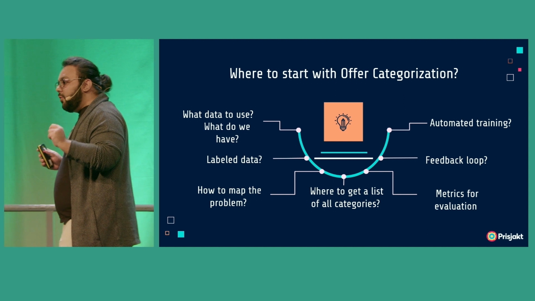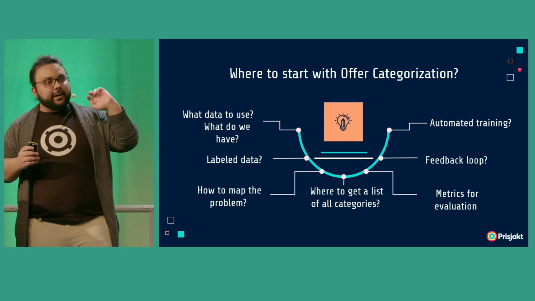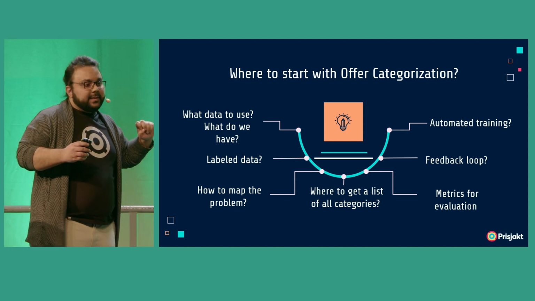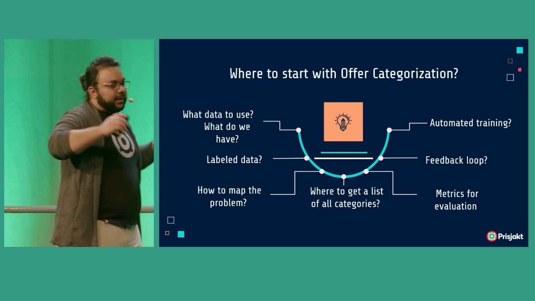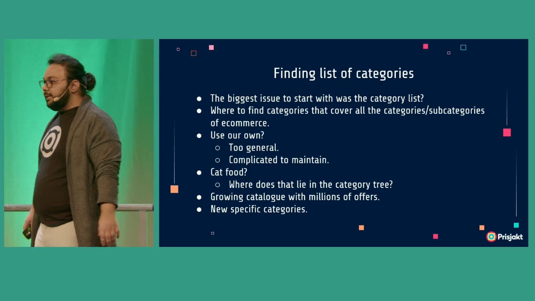Because if you classify to a generic category, for example, PlayStation is inside just games, are PlayStation games going to be in the same category? Isn't it making problems more complicated for yourself? So that's where the hierarchical part comes in. Finding a list of categories, I think, was the biggest challenge that we faced in the beginning. Where do you actually get that?